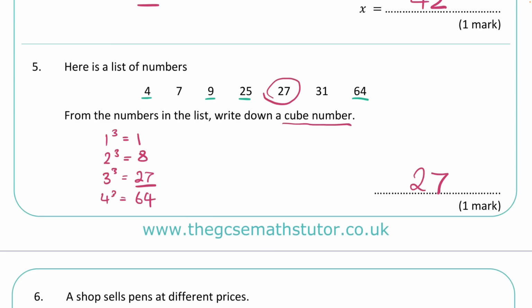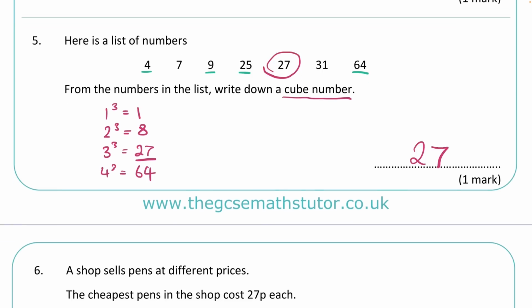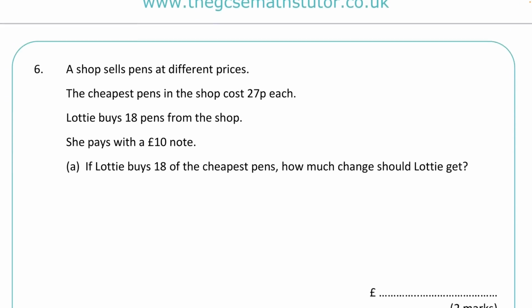So just use your calculator for that if it does mention cube numbers. And there we go, either 27 or 64 would have been a fine answer.